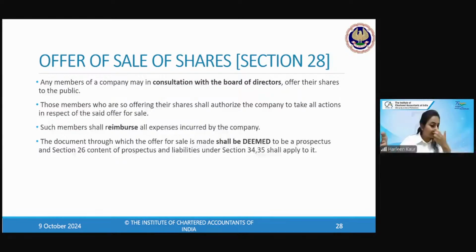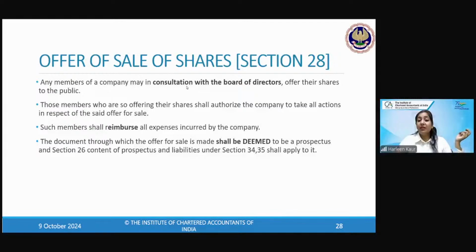Yes, I'm waiting for the answer. The document through which the company is going to give this offer of sale to the public shall be deemed to be a deemed prospectus. Excellent. Pallavi, Mehek, Kushi, Aditi, Mr. Bala, Tanu, all of you, Tejaswin, all of you, good.